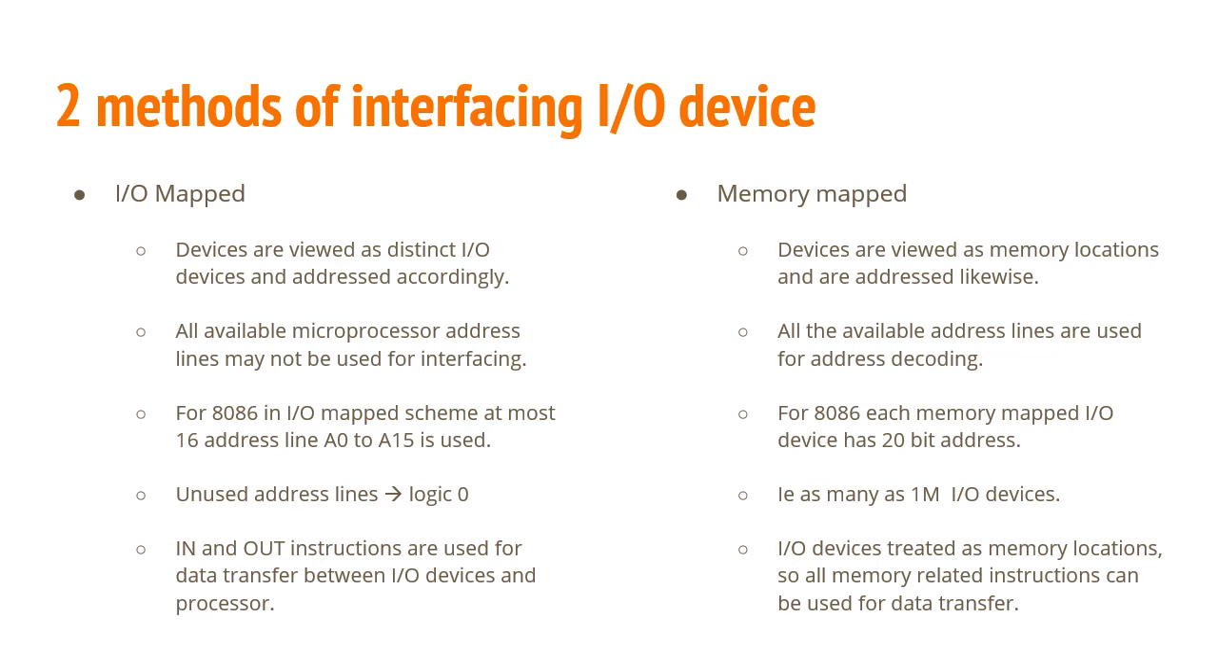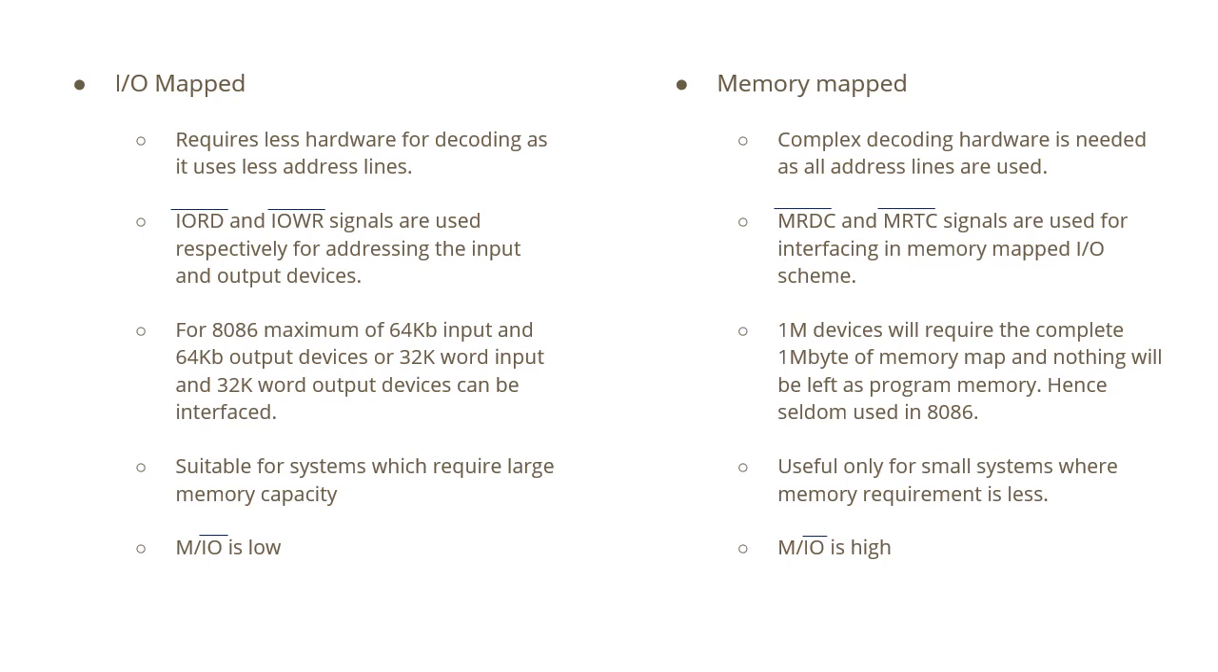In the case of memory map, since the I/O devices are treated as memory locations, all the memory related instructions that are used for communicating with memory can be used for data transfer. The IO map category requires less hardware for decoding as it uses less address lines, whereas in the case of memory mapped IO, it requires complex hardware for decoding as all the address lines are used.